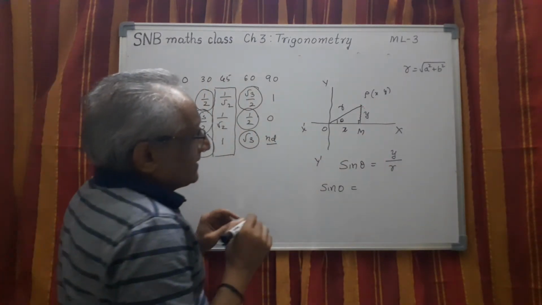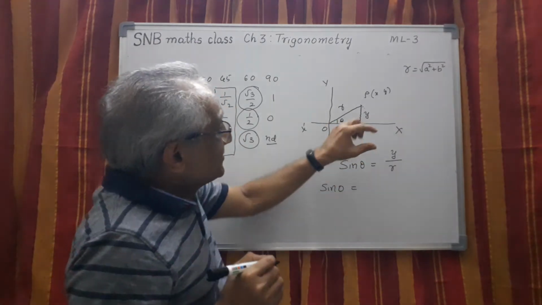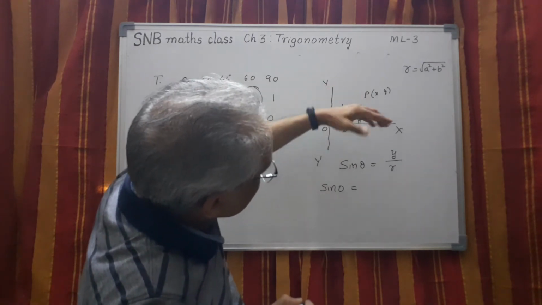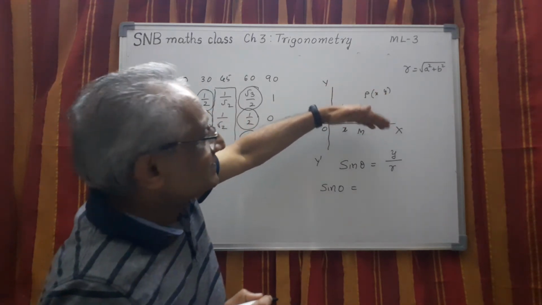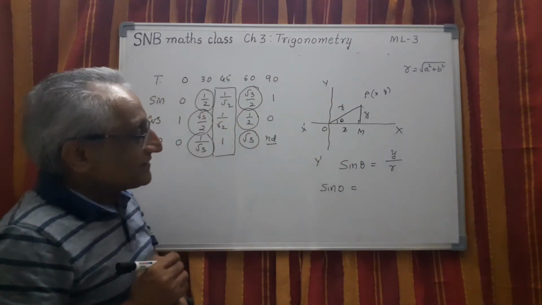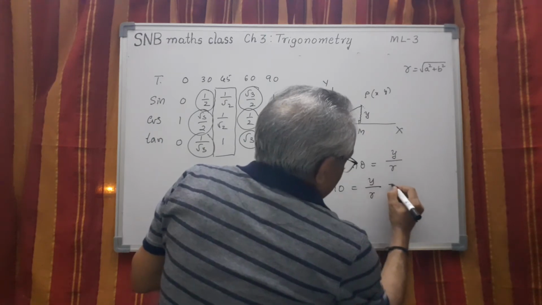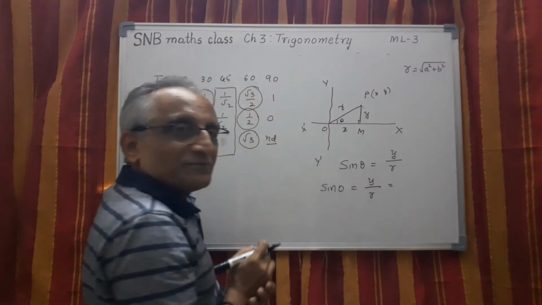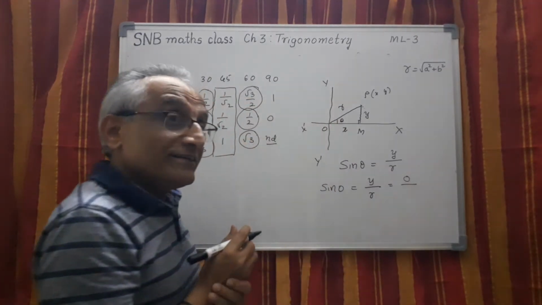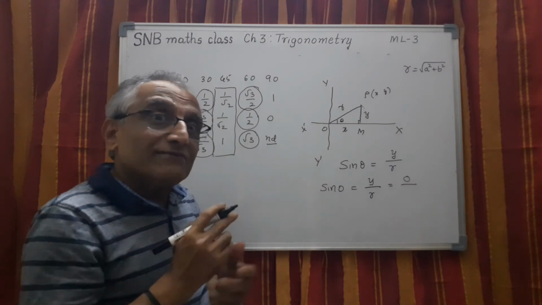Then what will happen to y? y will be 0 because the height keeps on decreasing. The moment it comes to x-axis, y becomes 0. Therefore, what will be sine 0? Just think. So here it will be y divided by r. This y becomes 0. It's very simple. What will happen to r? If I say r will be equal to x, sometimes students get confused. How can r be equal to x?